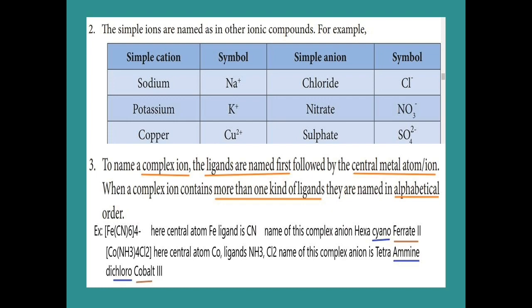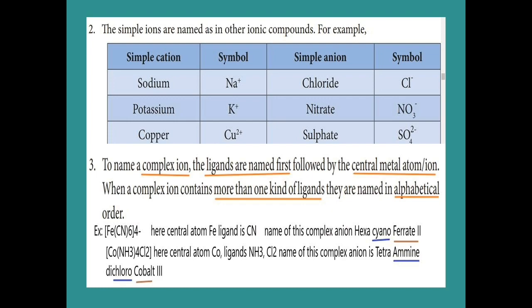The third guideline is that to name a complex ion, the ligands are named first, followed by the central metal atom or ion. For example, in [Fe(CN)6]4-, which one is the central atom? Iron is the central atom, and which one is the ligand? The CN is the ligand. First of all, we name the ligand. So how many ligands are there? Six ligands, so hexa, cyano, and the ion here we have to say ferrate. Why are we saying ferrate? Because it is an anionic complex. For an anionic complex we do not say ferrous, we say ferrate only.